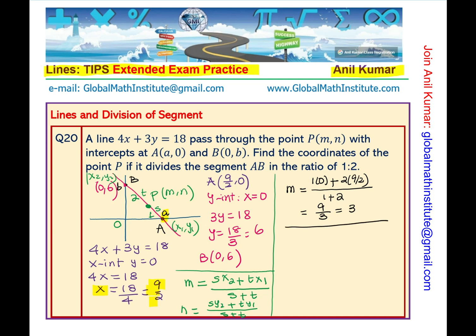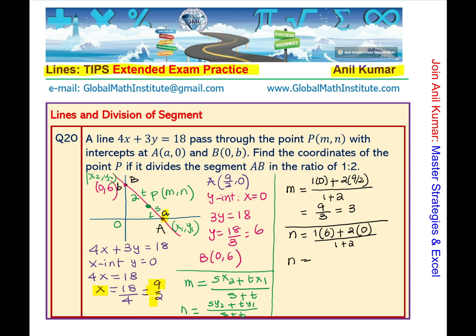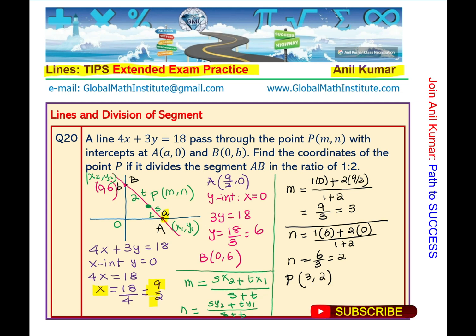Now let's find n, the y value of coordinate point P, as 1 will be multiplied by the y-intercept 6, plus 2 with the y value of the x-intercept, which is 0, divided by 1 plus 2. So n is 6 over 3, which is 2. So we get the coordinate points of P as (3, 2). Makes sense. So that is how, using this section formula, we could easily find the coordinates of point P.